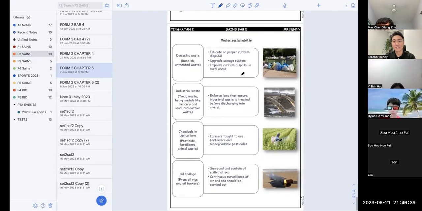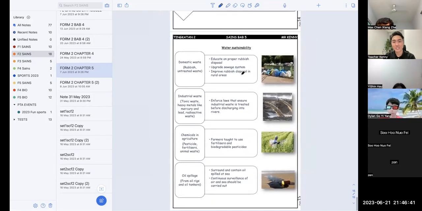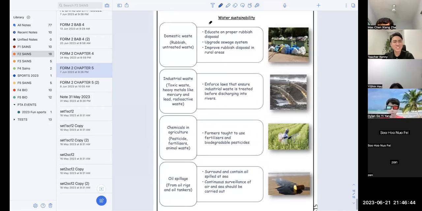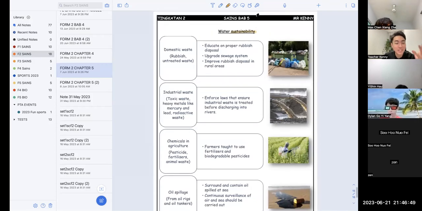All right. Now, lastly, what is this? Water sustainability. Wow, teacher, what is the meaning of sustainability? Simple words, last long. Okay? Making water last long. Sustainable means can go on for generations. Like, teacher, why do we care about water sustainability?